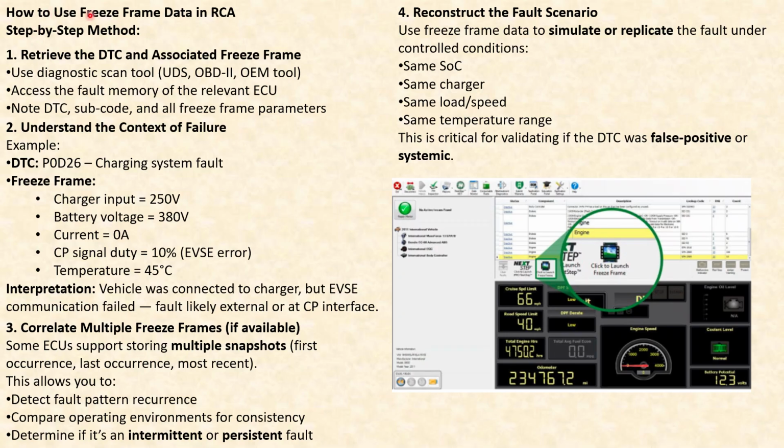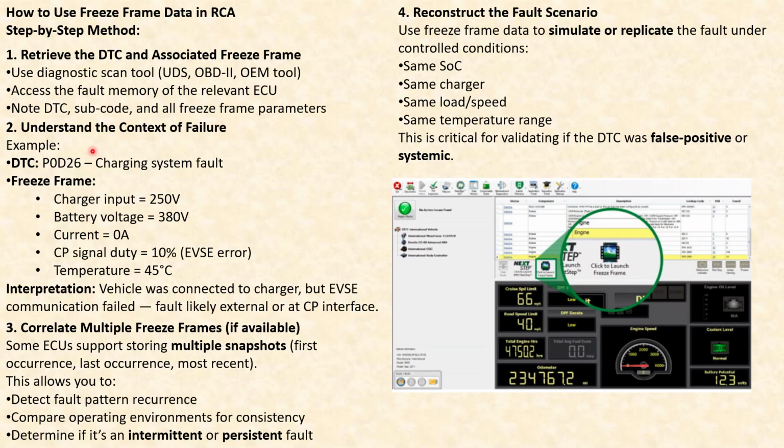Now, how to use freeze frame data in root cause analysis, we'll see step by step. First, you retrieve the DTC and associated freeze frame using a diagnostic scan tool: UDS, OBD, or an OEM tool. Then you access the fault memory of the relevant ECU, and you note the DTC subcode and all freeze frame parameters.